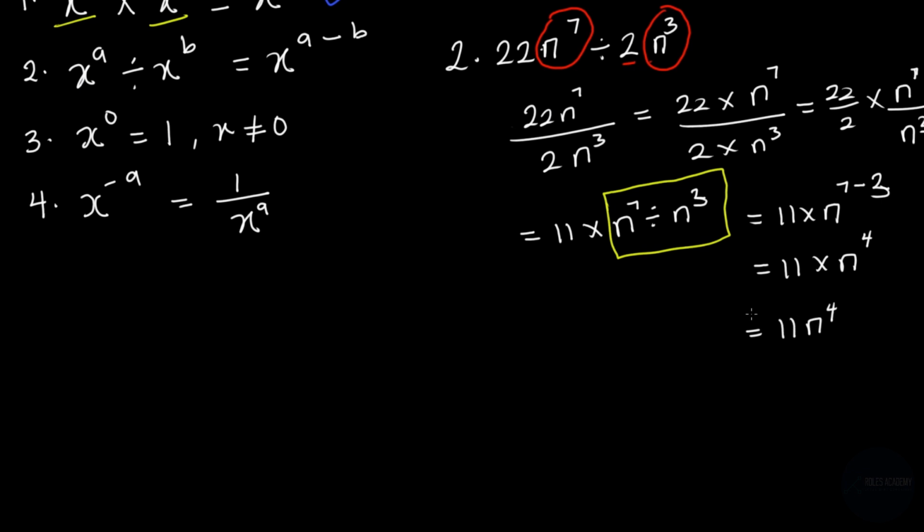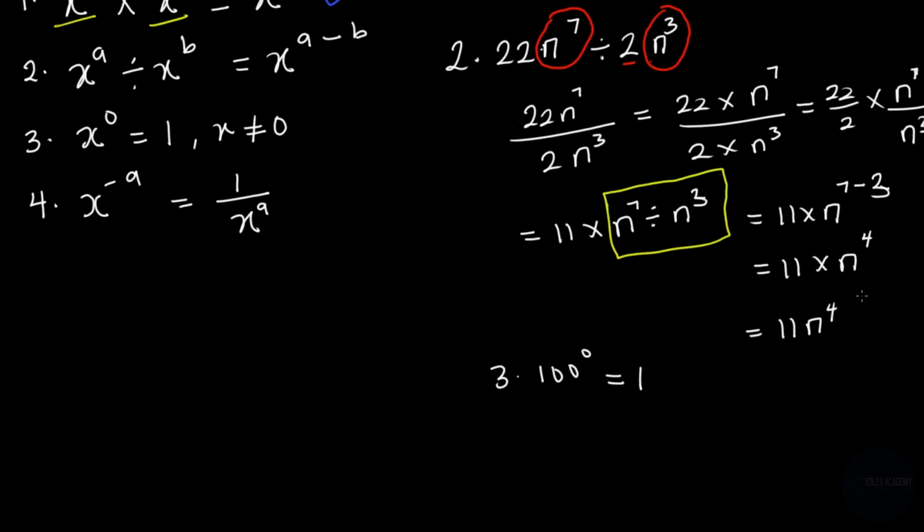n raised to the power of 4. So let's look at a third example. This is very simple. If you have, let's say, 100 raised to the power of 0, this is surely going to be 1. Any number at all that we have raised to the power of 0 is going to be 1.